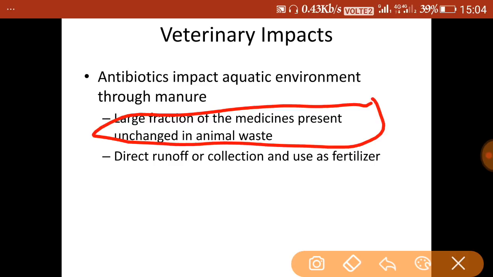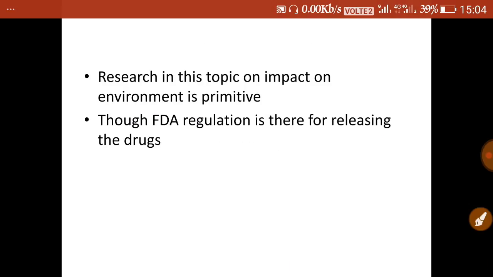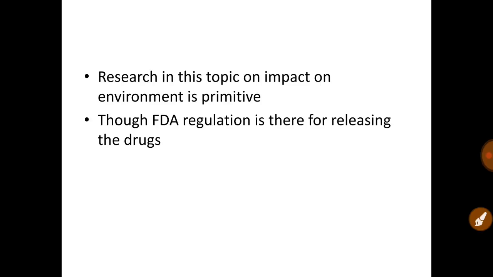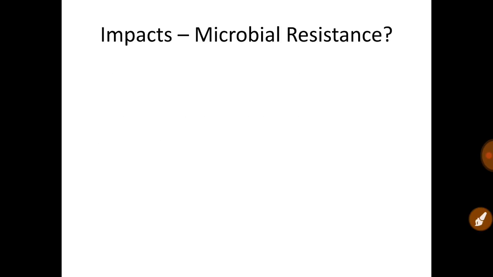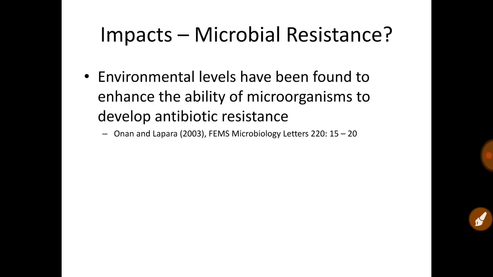Impact. Number one is microbial resistance. There are workers like Anand and Lapara who have suggested that environmental levels have been found to enhance the ability of microorganisms to develop antibiotic resistance. Then evidence of antibiotic resistant microorganisms has been found in surface wastewater, groundwater, and drinking water.